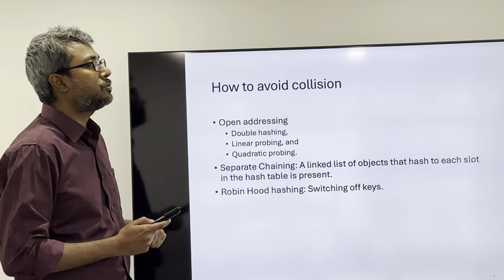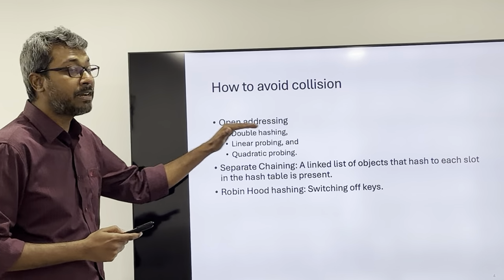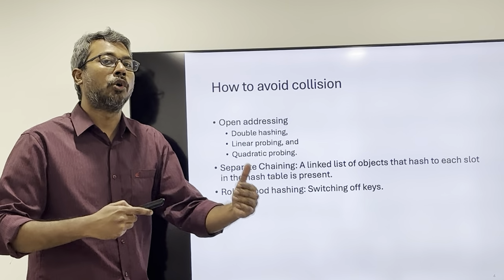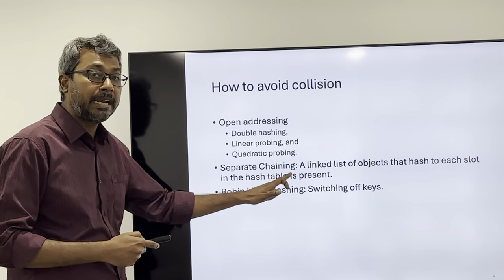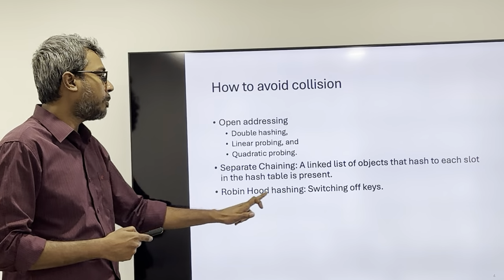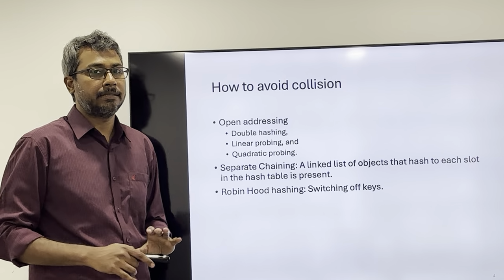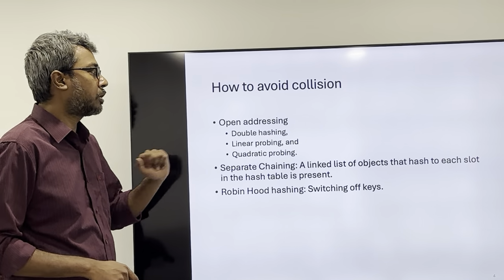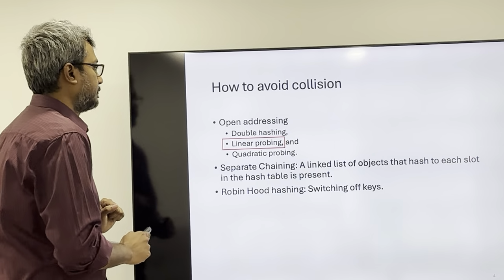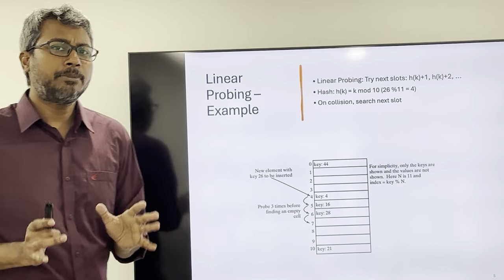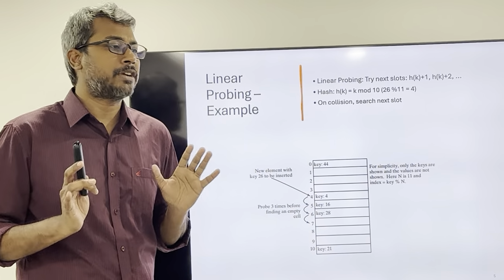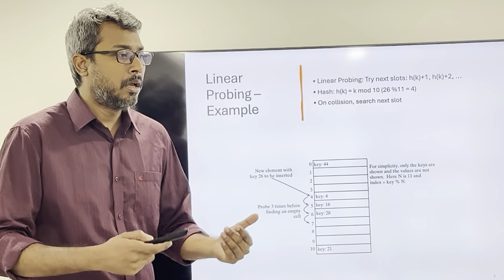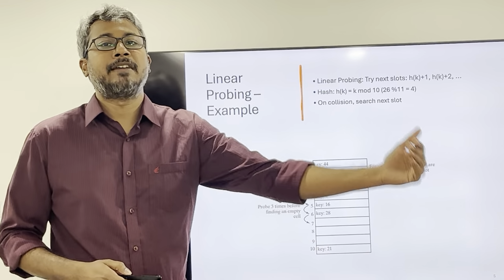And there are different methods to avoid the collision. We have open addressing, solve it as you go, and then you have separate chaining utilizing linked list, and Robin Hood hashing to swap the keys. But for today's class, we're going to talk about linear probing. So what is linear probing? Linear probing is actually a simple strategy to say, look at the next available slot.